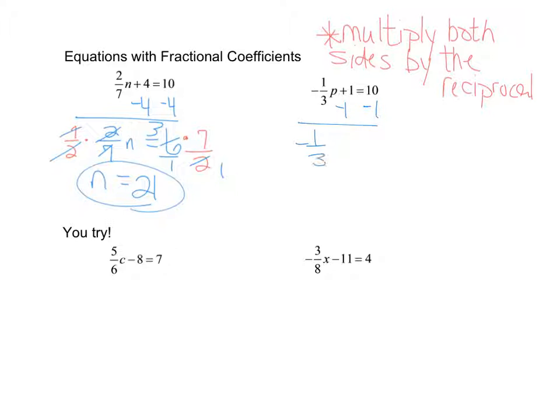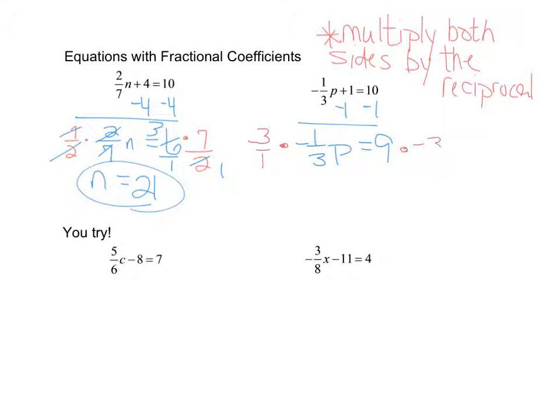I'm going to bring down the negative 1/3 p. Don't lose your negative. Plus 1 minus 1, that becomes 0. Anything plus 0 is itself, so we don't write it. 10 minus 1 is 9. Now, what's the inverse of this negative 1/3? Well, the inverse of a fraction is its reciprocal, so I'm going to multiply both sides by negative 3 over 1. Don't lose your negative here.